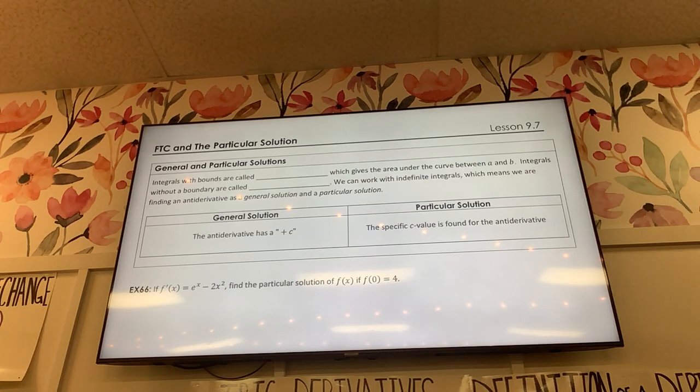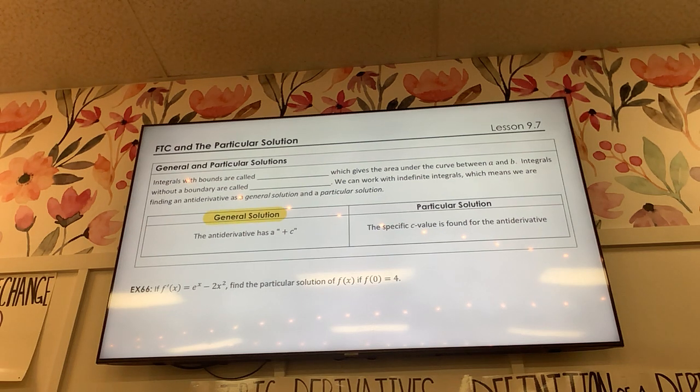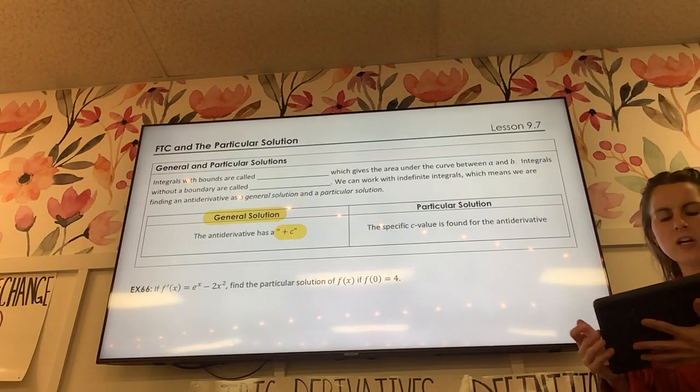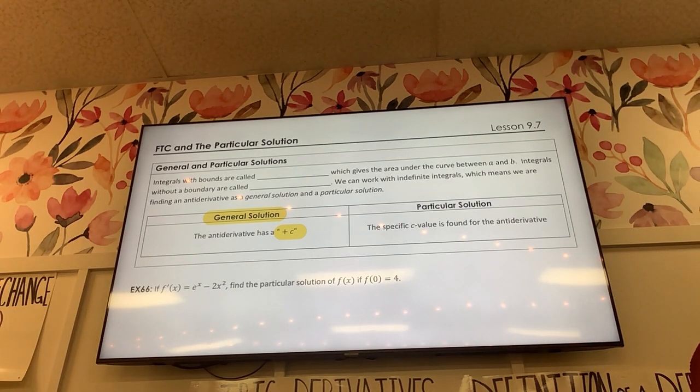The general solution will have a plus C. All right, so the general solution will have a plus C. And a lot of times you are going to get the general solution when you have indefinite integrals without boundaries. All right, so when you don't have bounds and you get an indefinite integral, that's when you're going to get the general solution.